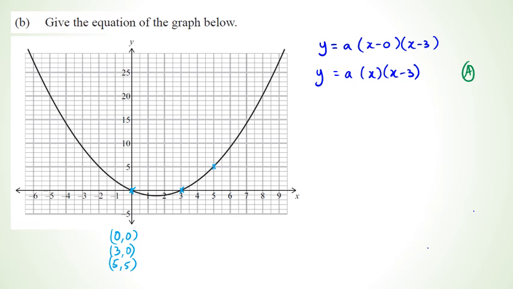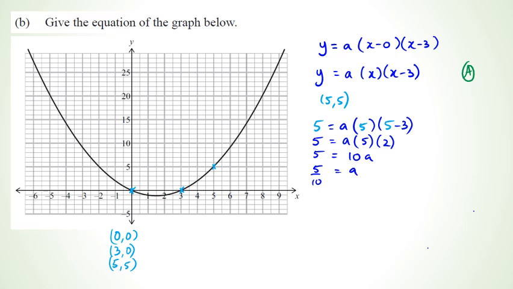All right. So if you want to figure out what this a value is, all you got to do is substitute one of these points. So I'm going to use the point 5, 5. So what I then have is 5 equals a times 5, and then I've got 5 minus 3. So when I simplify this, I'm going to get 5 equals a times 5 over 2. So 5 is equal to 10a. 5 over 10 equals a. Therefore, a is equal to 0.5.